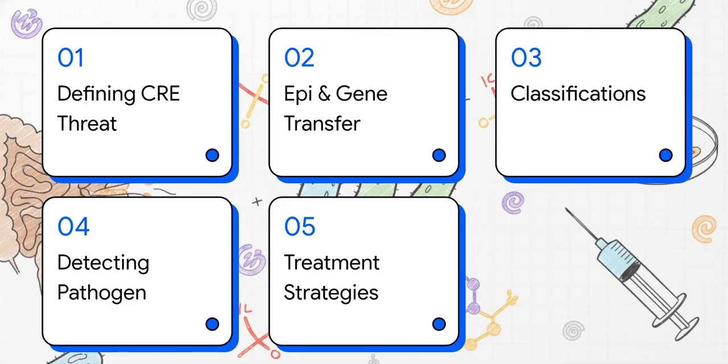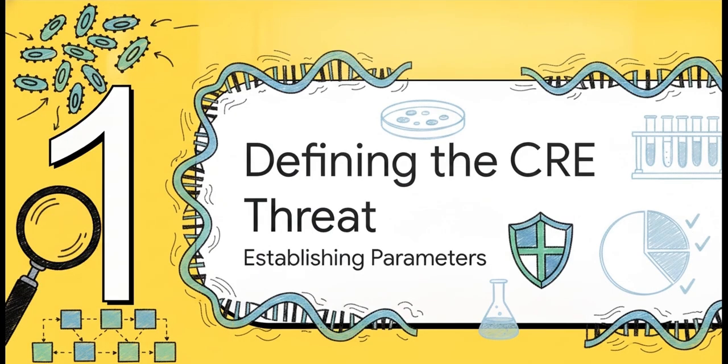Here's our clinical didactic roadmap for today. We're going to define the CRE threat, move into epidemiology and gene transfer, and then break down the classifications. After that, we'll look at detecting the pathogen, and finally, wrap up with treatment strategies. Part 1. Defining the CRE threat and establishing our parameters.